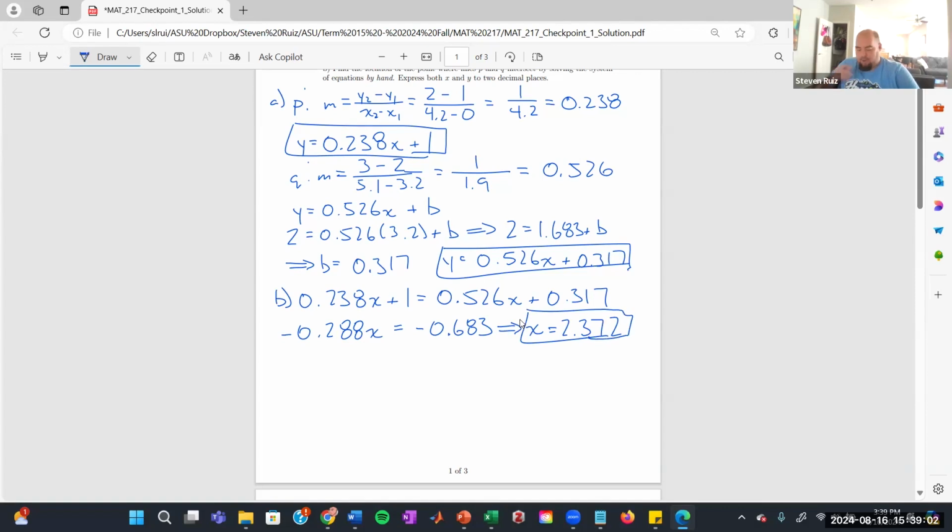We're not quite done though. I need to find the y value that goes with that. So we can do that from either one of these equations, but I will use the upper one. It's a little simpler, it looks like. So y is equal to 0.238 times 2.372 plus 1. Looks like 1.565. So y equals 1.565. So that's the point where those two lines cross.